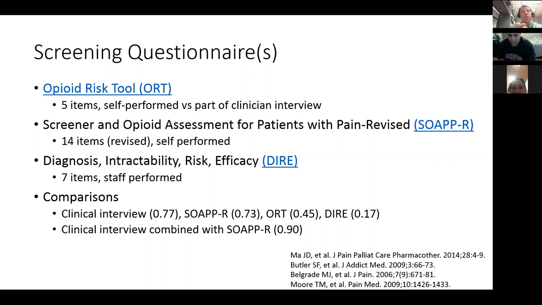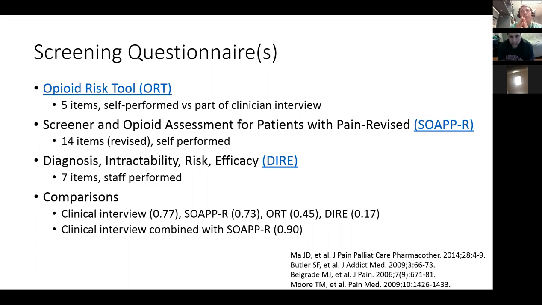But as many of you probably know, the opioid risk tool is a screening tool that can be used quickly, has probably not the greatest reliability, but it is something that can be done fairly quickly. And I think its overall reliability certainly increases when it's part of an overall clinician interview as opposed to just a pen and pencil screening tool that's done by the patient.